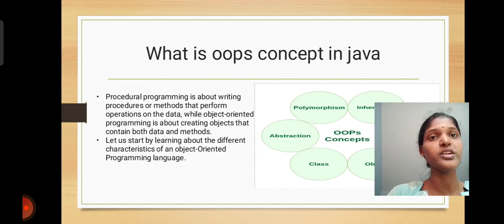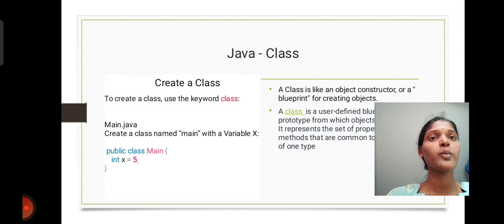Java programming is about writing procedures or methods that perform operations on data, while object-oriented programming is about creating objects that contain both data and methods. Now, we will study the Java class. What is meant by class?